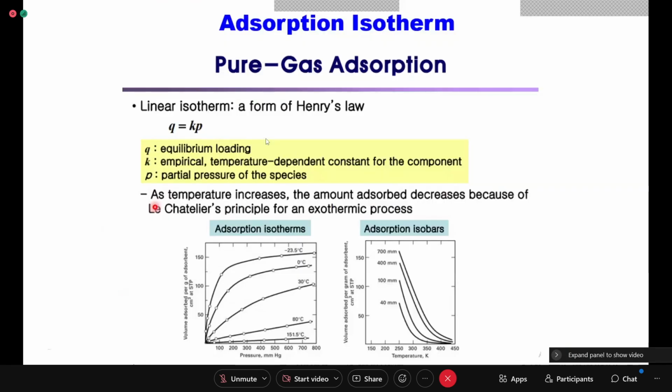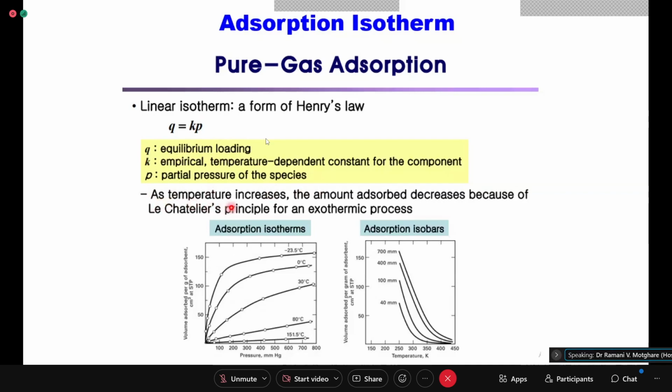Now, adsorption isotherm, pure gas adsorption. Now, linear isotherm, or a form of Henry's law, q is equal to Kp. q is the equilibrium loading. Equilibrium loading, you can just imagine, is your x by m, x loaded on m. K is an empirical, temperature dependent constant for the component, and p is the partial pressure of the species. Okay, this is the partial pressure of the species.